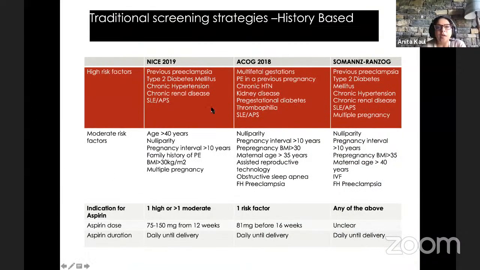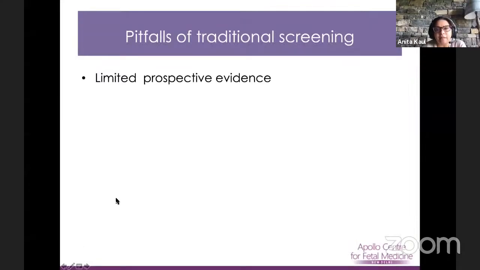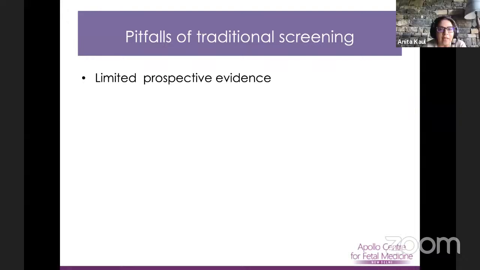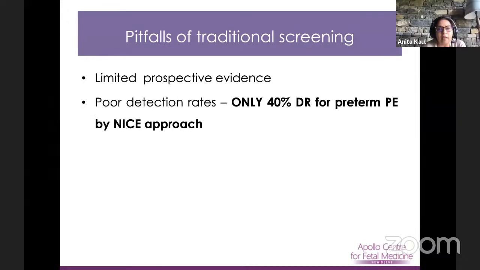Now, if we look at the traditional history-based screening strategies, and this is NICE and ACOG and the Australian Society, they all historically say, well, there are certain high risk factors and there are certain moderate risk factors. And if the risk factors are high, then you start aspirin. But that is not really the correct way of doing things, because there are pitfalls. One is that there's no prospective evidence.